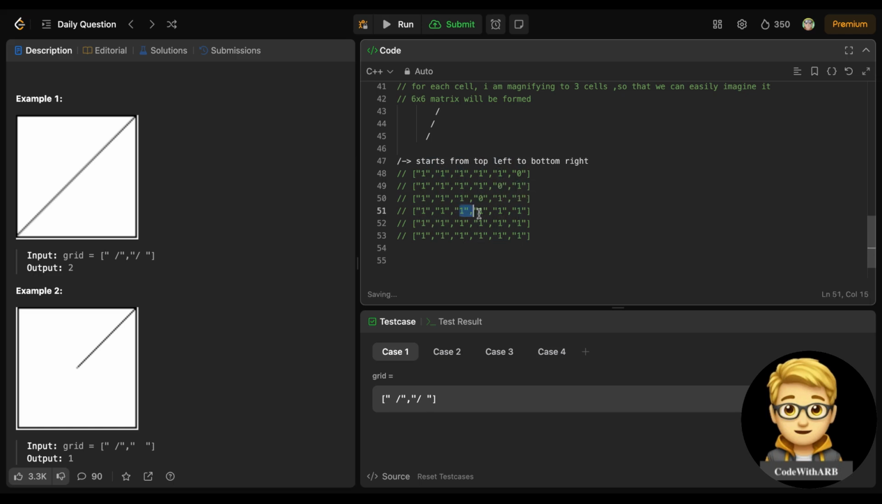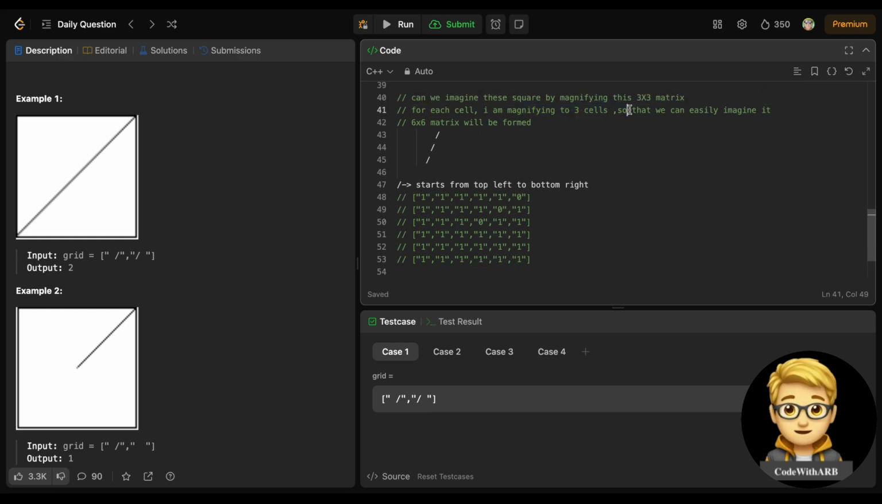But till where do I need to mark the zero? One cell is magnifying to three cells only. So this is one cell, and in the upper row I will magnify to three cells. One cell is representing three, so I take these three. This starts from top left to bottom right, so I marked it as zero. Okay, I will move to the next part, which is the second.